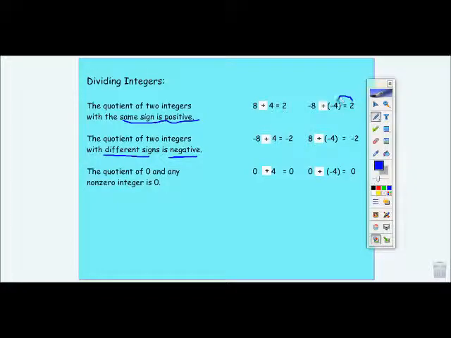Positive times a negative should give me a negative, and it does. Let's go to the different signs. A negative 8 divided by a positive 4, different signs gives me negative, that's a negative 2. A positive 8 divided by a negative 4 gives me a negative, negative 2. And again, the 0 rule. Anything divided with 0 is going to give you 0.